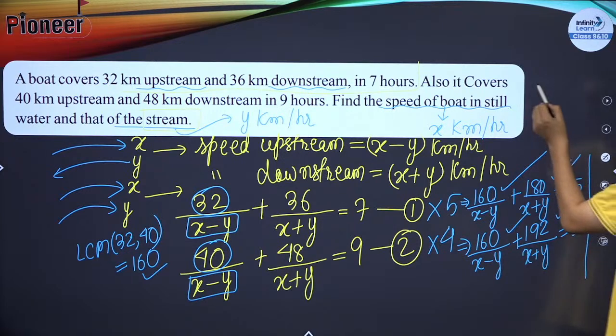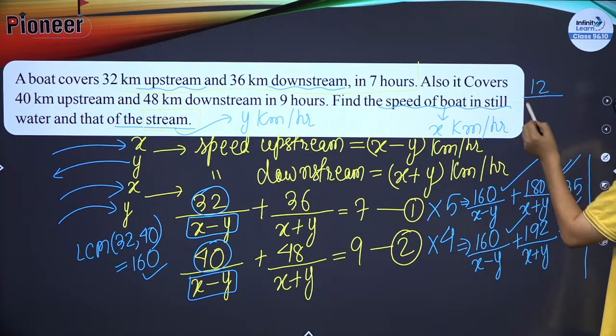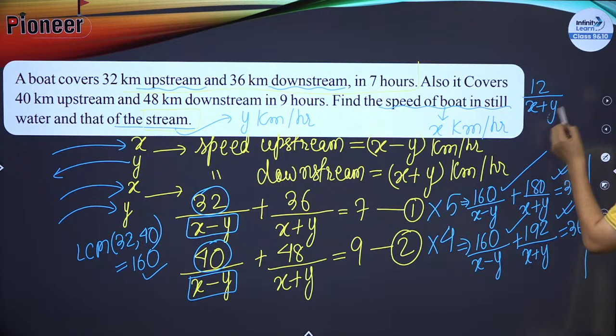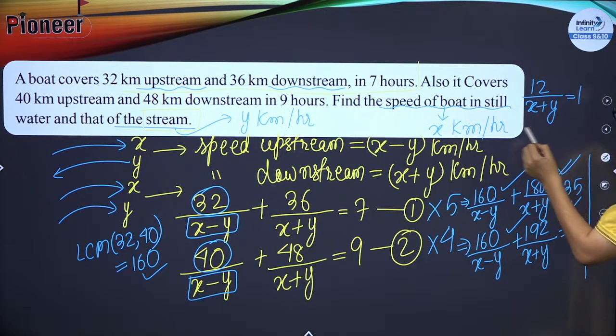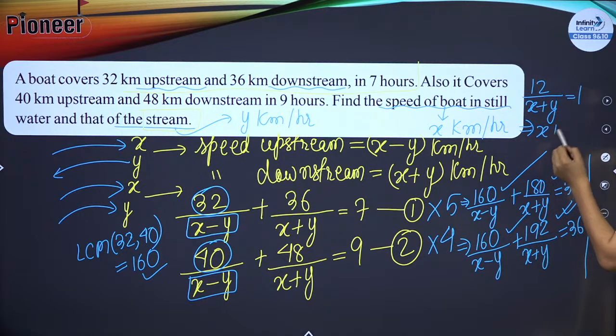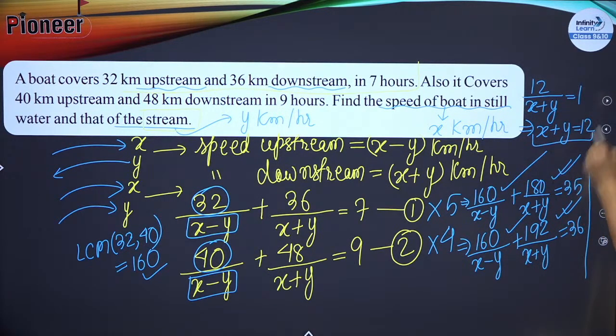So what will you get? You will get 12 upon x plus y, correct? 12 upon x plus y, and that is 36 minus 35, that is 1 over here. So if I simplify, I will get x plus y is equal to 12. So this is this equation. You got this logic? So x plus y you are getting to be equal to 12 over here, right?